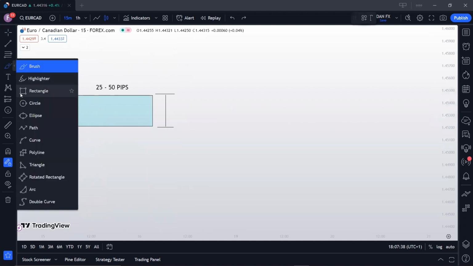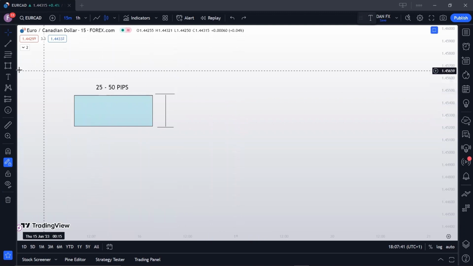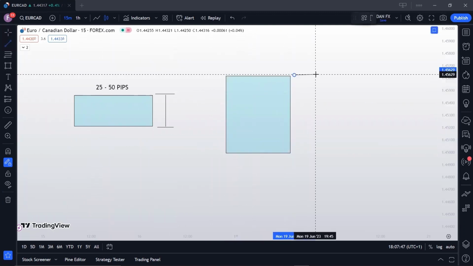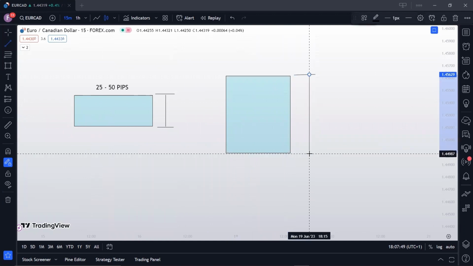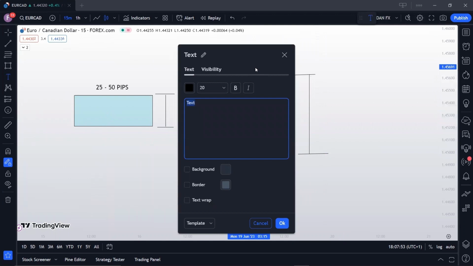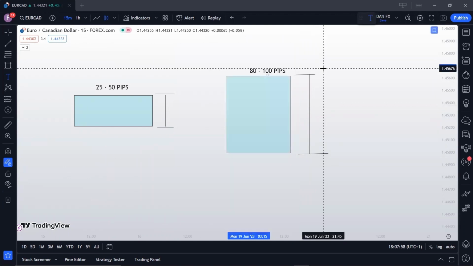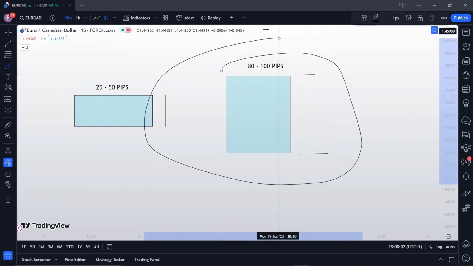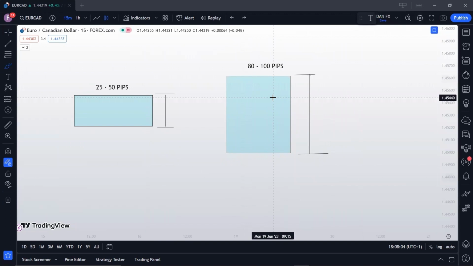Now, what you do not want is something like this. If you measure it and the measurement is about, let's say, 80 to 100 pips. Now let's say this is the Asian box, and this box is 80 to 100 pips. Now you cannot trade this.